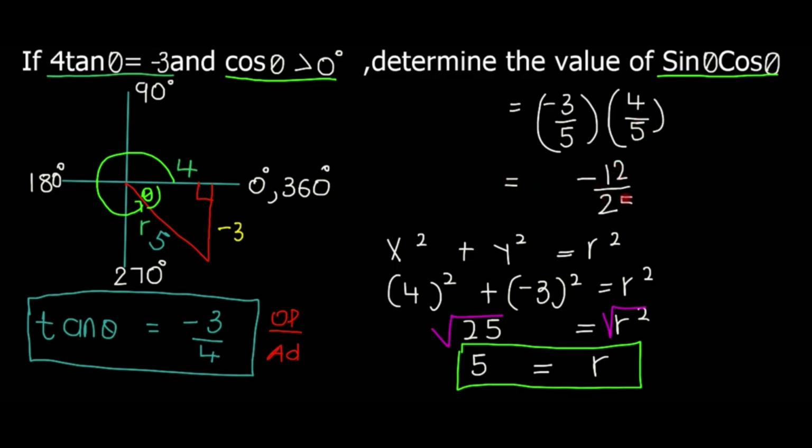-12/25 because it is -3 times 4 and then 5 times 5. So this is our final answer. That's it for this problem.